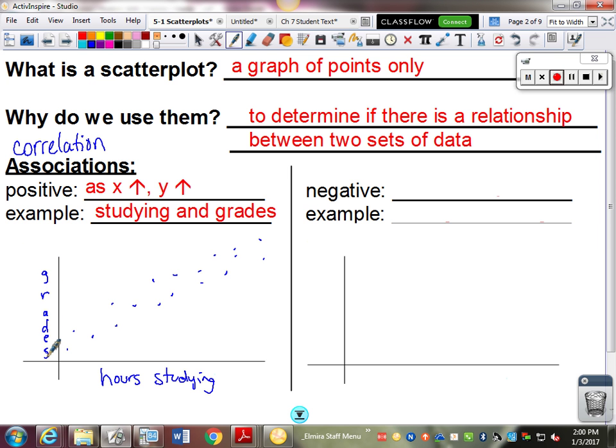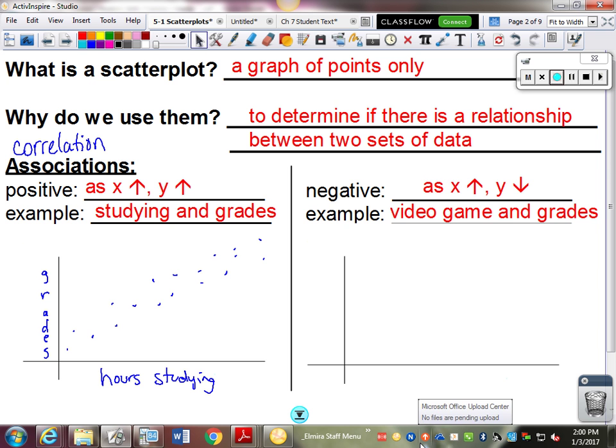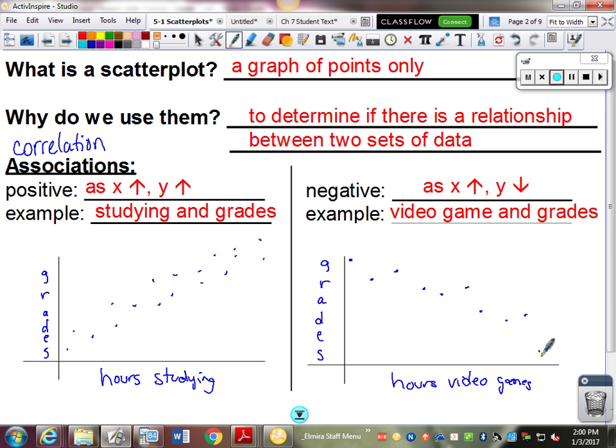Okay? Then there's a negative association or correlation. As x increases, y decreases. For example, if you spend lots of hours playing video games, then the more time you spend, the lower your grades are going to be, because you just don't have time. If you're choosing to spend your time playing video games, you might not get as good of grades, okay? Because you're not studying.